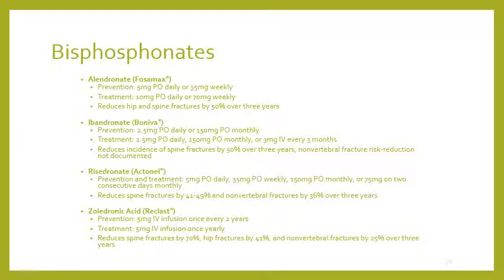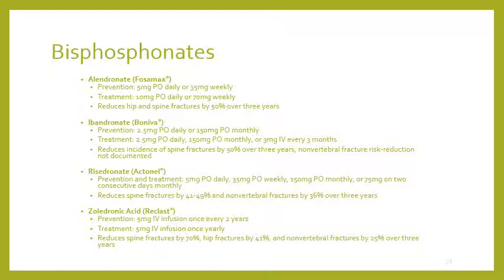Ibandronate is a monthly treatment and can be given orally monthly, or IV every 3 months. Ibandronate reduces the incidence of spine fractures by 50% over 3 years, but non-vertebral fracture risk reduction has not been documented. This would be something to keep in mind for patients who have low bone mineral density in areas other than the spine.